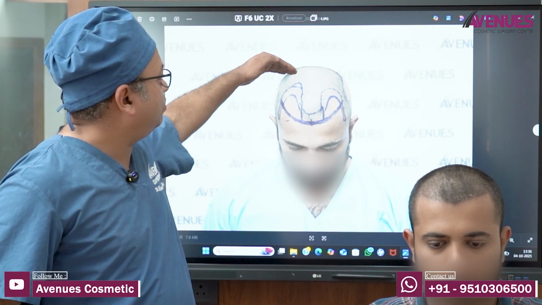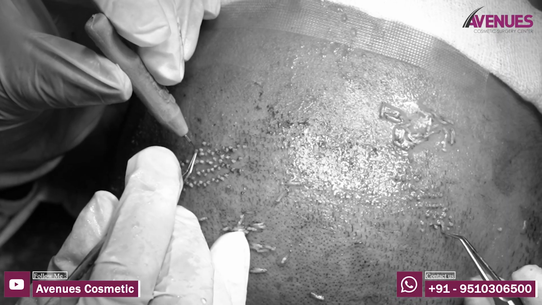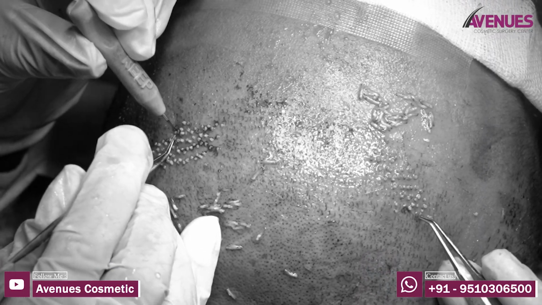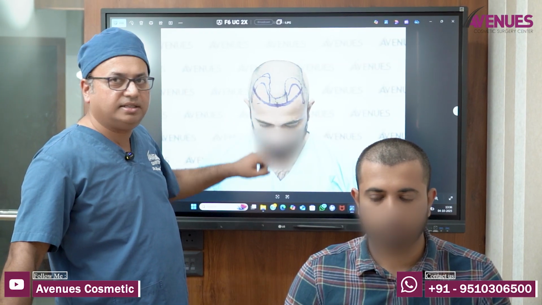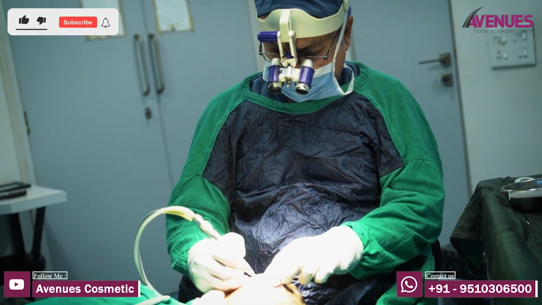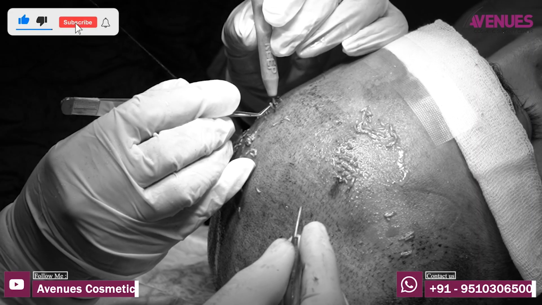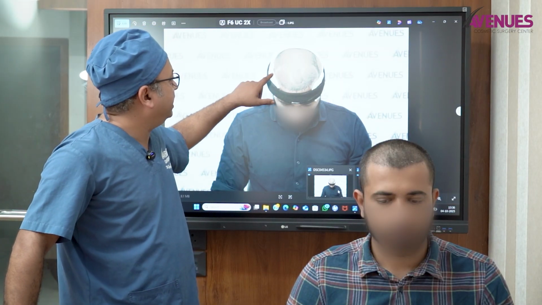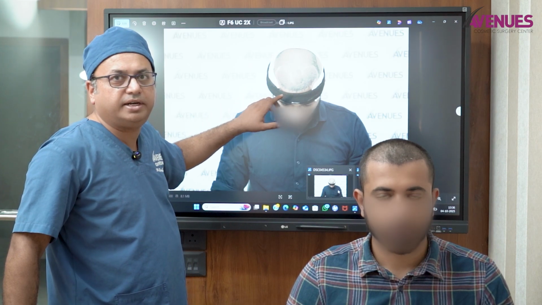Second, in these patients, you want to make sure the density of these hairs and the hairs which you are transplanting is the same. Otherwise, there is always a risk of having a lower density in these areas. That is the second thing you've got to be aware of. And the other thing you want to make sure is the hairline. The hairline should look absolutely natural.